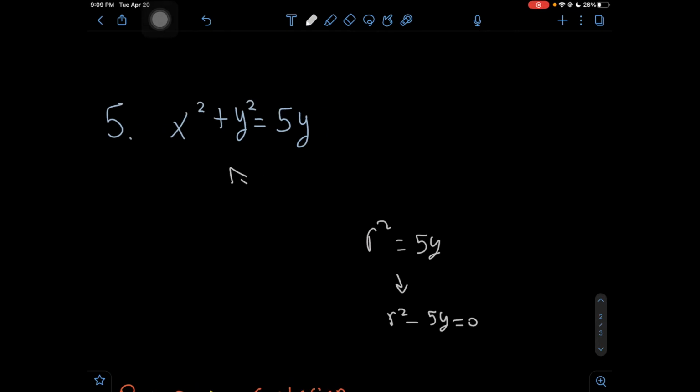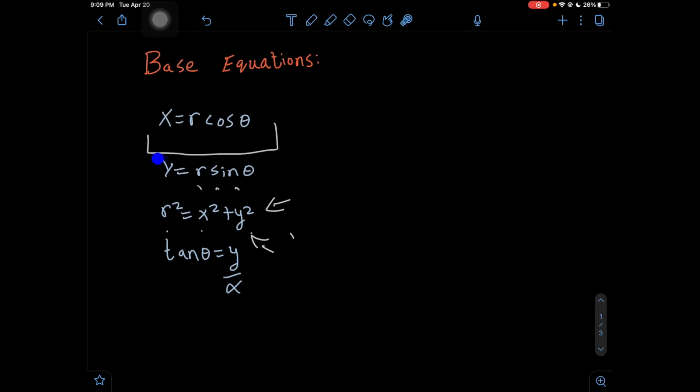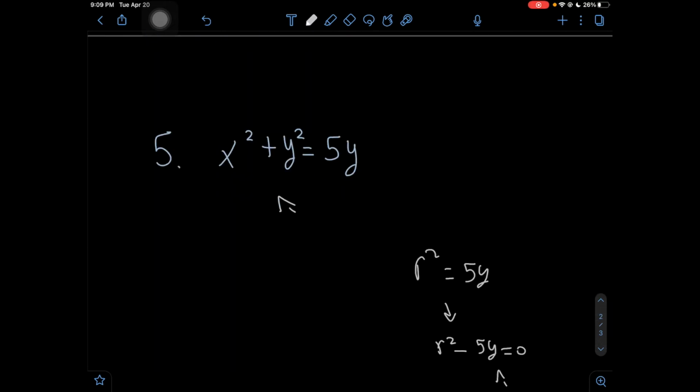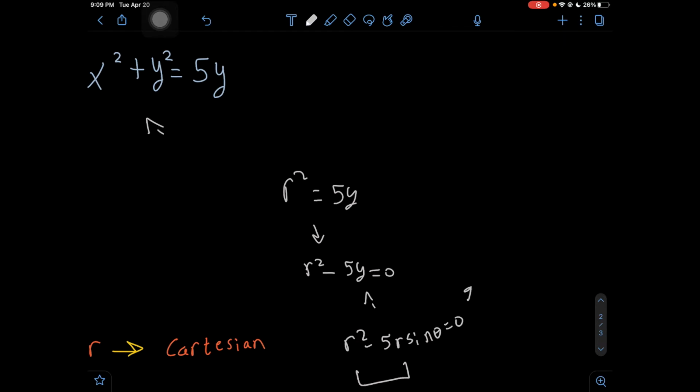Well, now if we look at our basic equations, we know that y is equal to r sine of theta. So we can substitute r sine of theta for our y value in this problem. So we are left with r squared minus 5r sine theta equals 0. And we can see, again, we have both r's. We can factor out r like we did in problem number 4. So we have r times (r minus 5 sine of theta) equals 0.